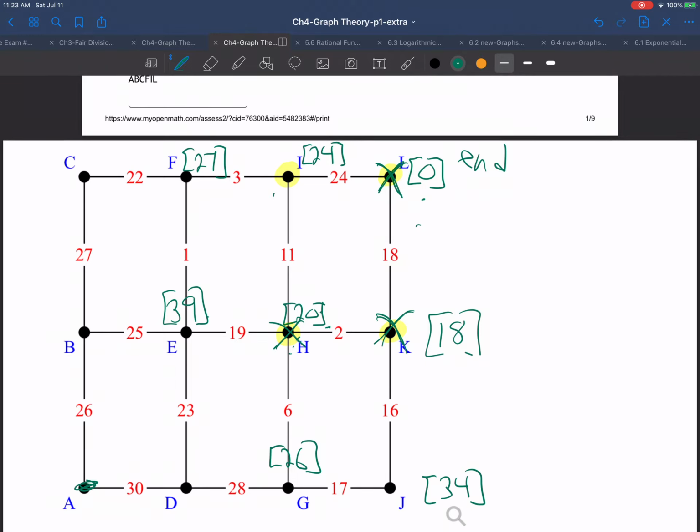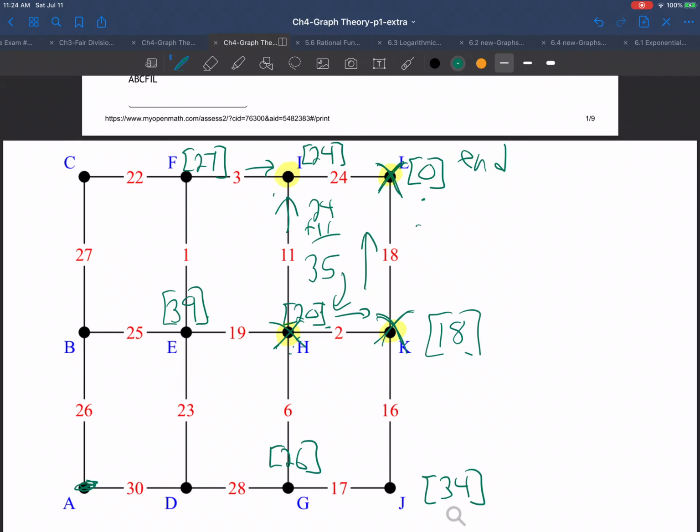F must be 27 from the end. So there's one road coming into that point. Here's another road. Add 11. 24 plus 11 would be 35. But we've already got a 20. We already have another way that H can get to the end, which is quicker, namely the 2 and the 18, right? That's 20. That's better than the 35.